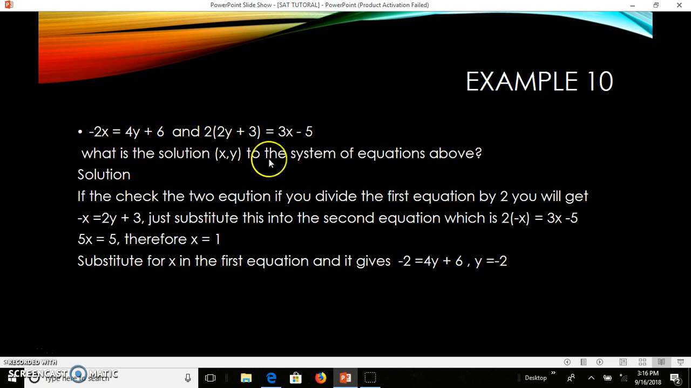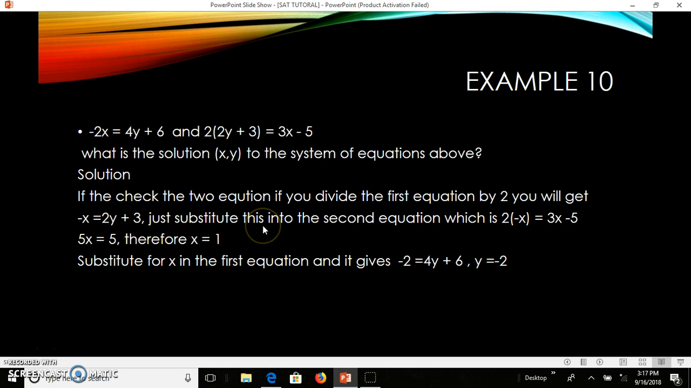So we need to solve for the value of x and y. And you're looking for the value of x and y, because that's a simultaneous equation. This is the first equation, this is the second equation. So if you check the equation, you divide the first equation by 2. Because you want to make them, okay. Then that will be minus x equals 2y plus 3.